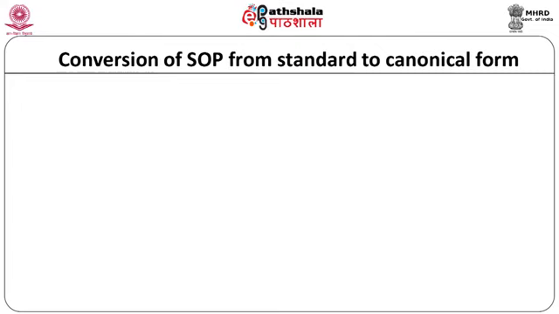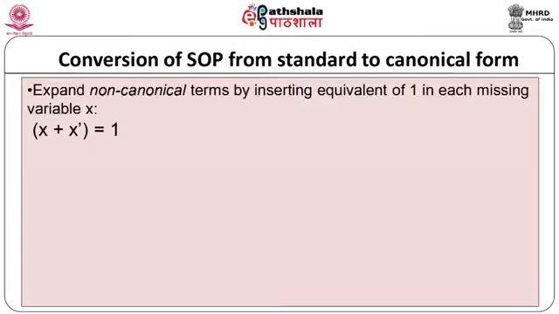This slide indicates the conversion of sum of product form from standard to canonical form. Let us consider a simple example. First, expand the non-canonical terms by inserting the equivalent of 1 for each missing variable x. Say for example, if variable x is missing in the term, we can add x OR with complement of x, which is equivalent to 1. And second, remove duplicate min terms.